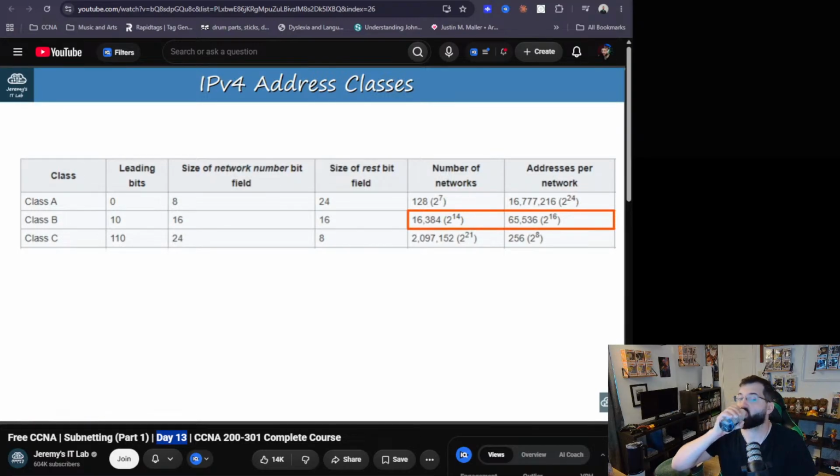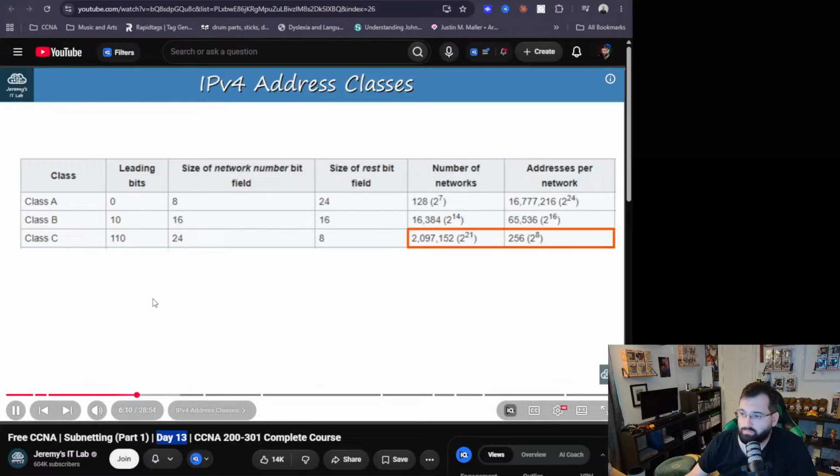Class B addresses are different. There are more Class B networks, 16,384, but fewer addresses per network, 65,536, which is still very many addresses, of course. Finally, there are very many Class C networks, 2,097,152 networks, but only 256 addresses per network.